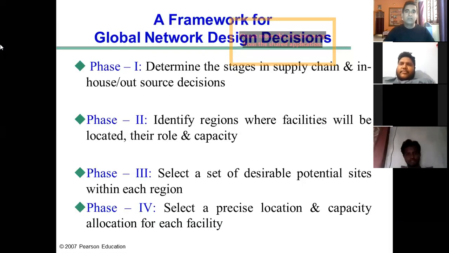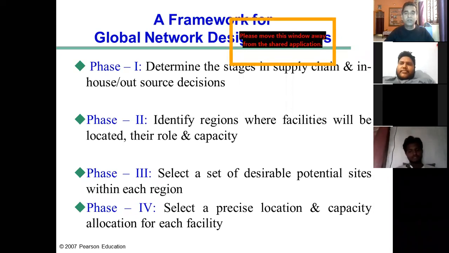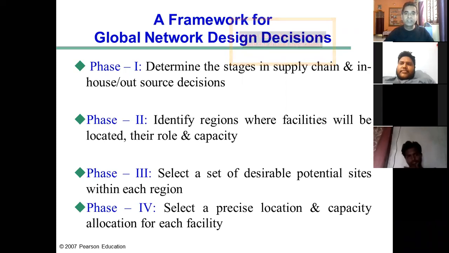Okay. So the next part that we're going to learn is how a company develops a framework for global network design. So how a company designs a global network. There are many companies, for example, Unilever, Procter & Gamble, Nestle for that matter, Colgate Palmolive, Coca-Cola, Pepsi. These companies have a global network. They exist in many countries. They have manufacturing facilities located in many countries, and they satisfy the needs of customers across several countries.